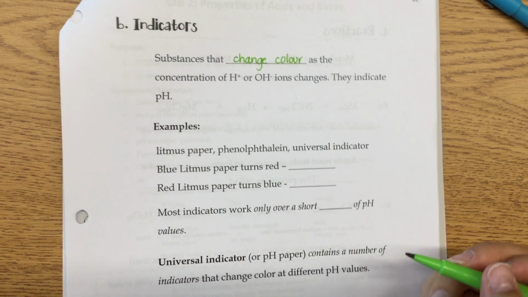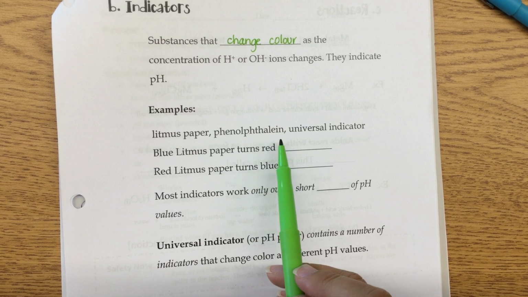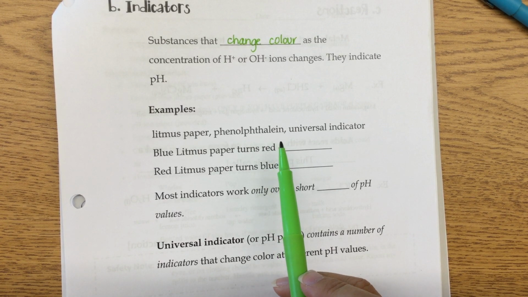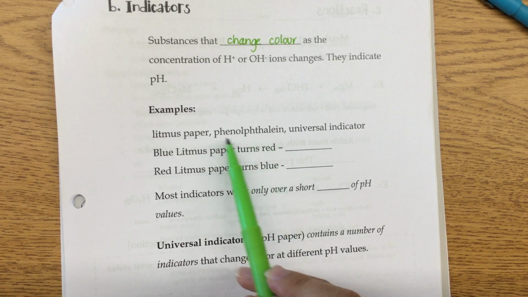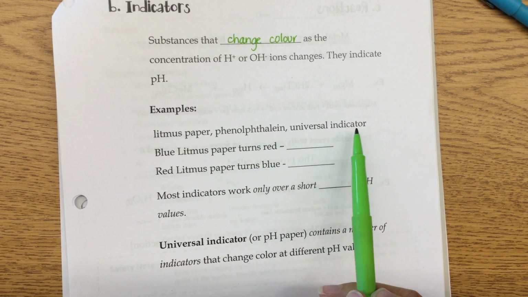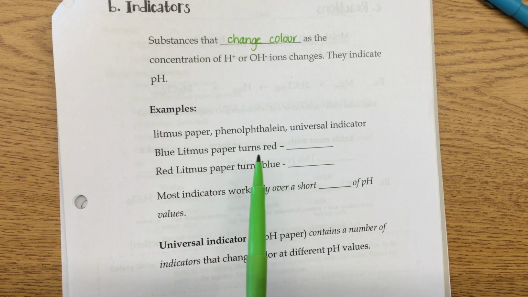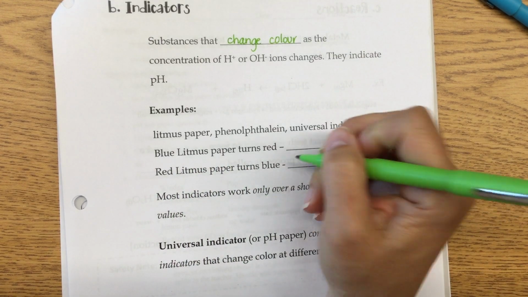For example, we have litmus paper, phenolphthalein, which is the pink solution that you'll see them dip in on videos to show, oh, this is human blood. That's what they're using. Universal indicator, and there's tons more. Blue litmus paper turns red, it's an acid.